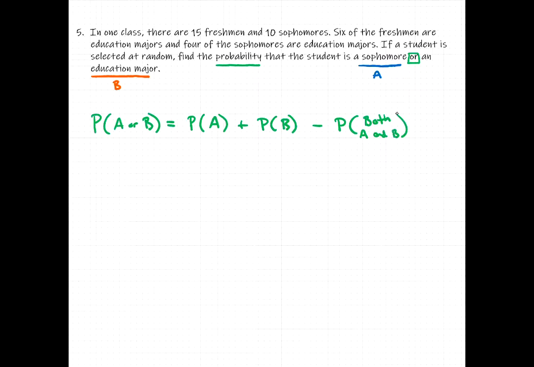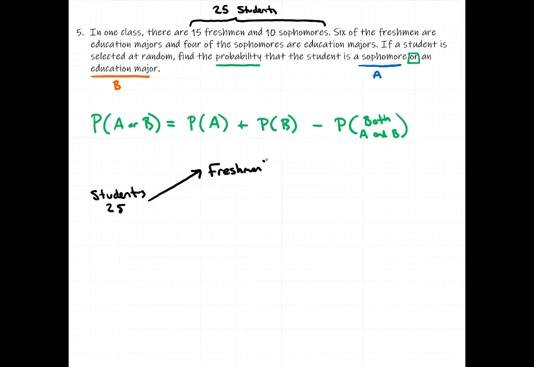Okay, so let's see what we're working with here. It looks like if there's 15 freshmen and 10 sophomores, then there's a total of 25 students. And so let's see if we could arrange this maybe visually. So let's start with students, and there are 25 of them. And of those 25 students, some of them are freshmen. Actually, 15 of them are freshmen, and the other 10 are sophomores.